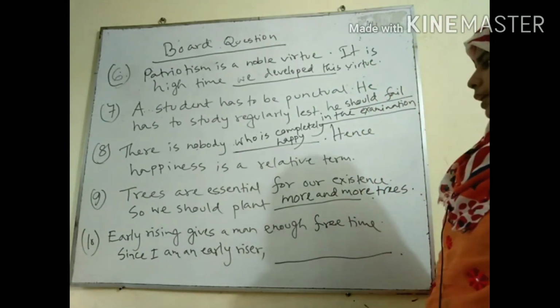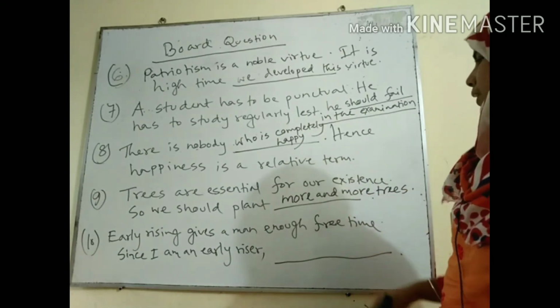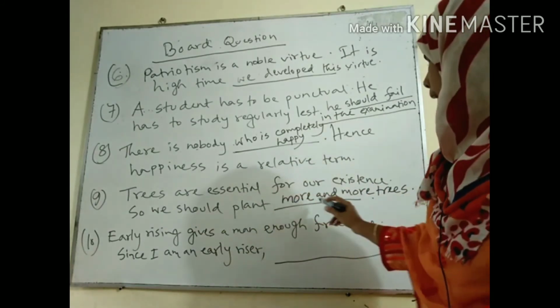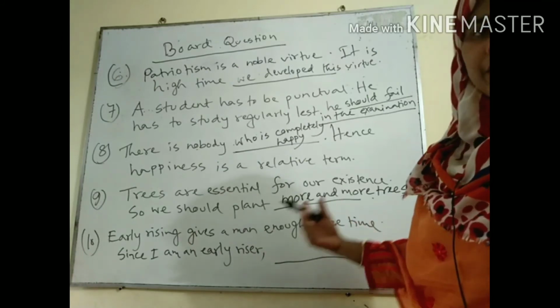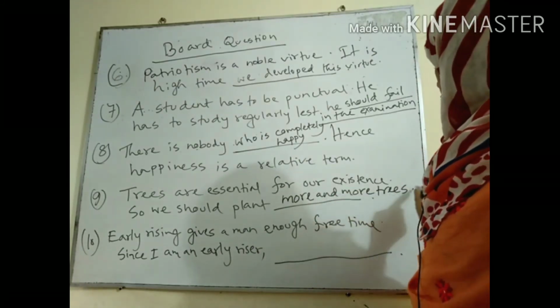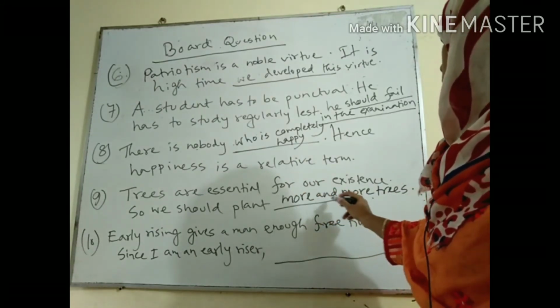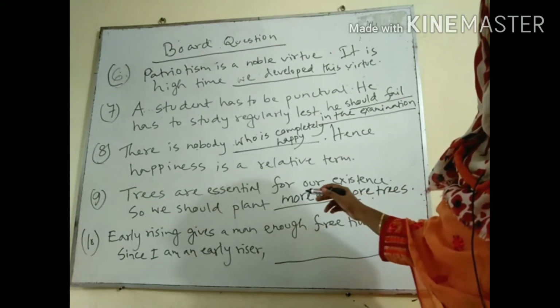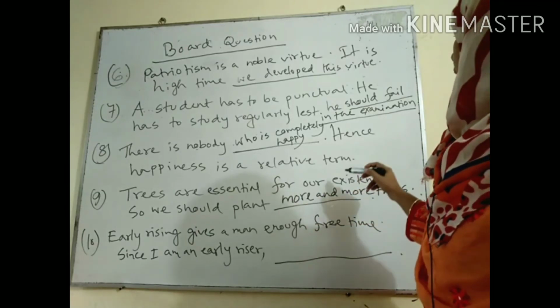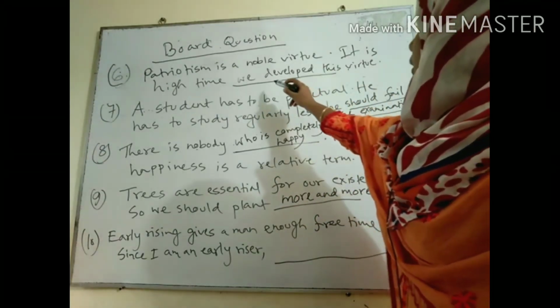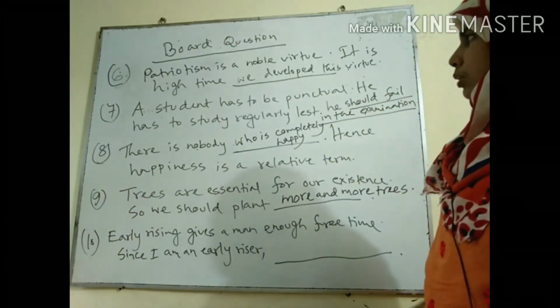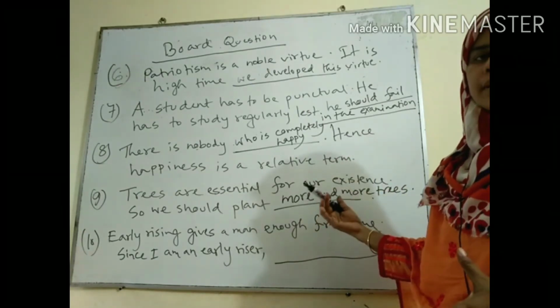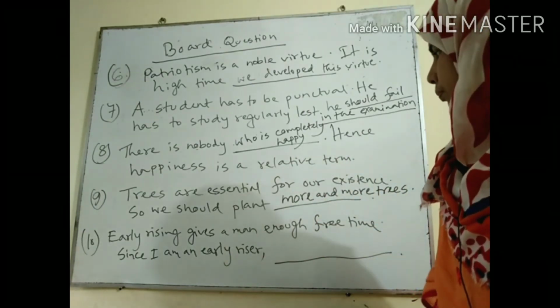We can stop here, or we can add something with the sentences. We can say we should plant more and more trees to save ourselves, or we can stop here, we should plant more and more trees. If we use just more and more trees, this is a phrase, not a clause, and this is a clause. So sometimes we use clauses, sometimes we use phrases.